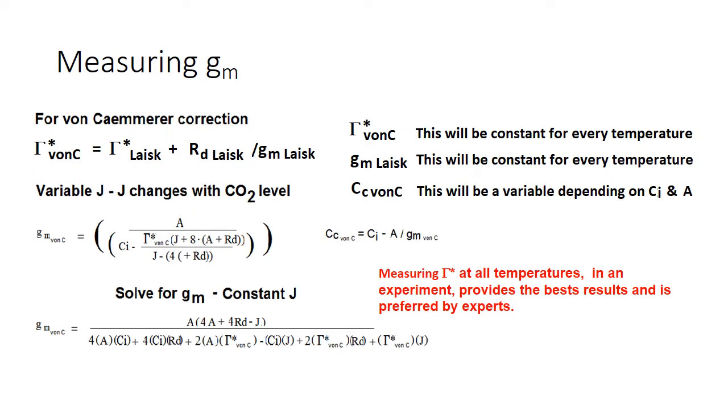When measuring GM, you have to deal with the fact that GM changes with temperature. A simplified way to deal with this is the von Caemmerer constant temperature correction. Gamma star von C is equal to gamma star LASK plus RD LASK divided by GM determined by the LASK method. Now, as I said, this is a simplified way to handle temperature. However, most experts prefer to measure gamma star at all temperatures that are relevant to an experiment for best results.